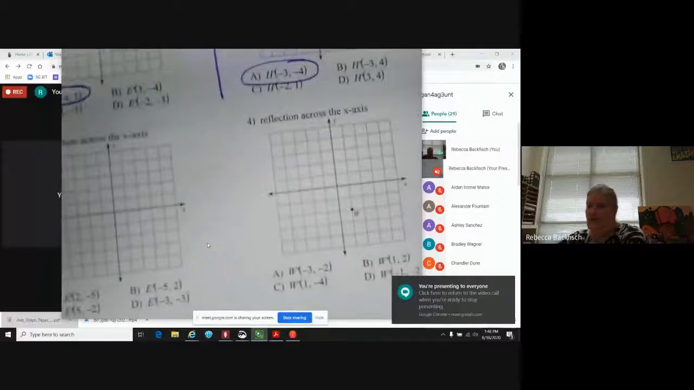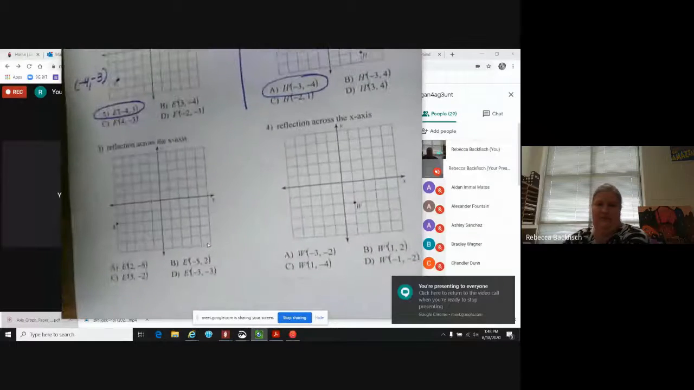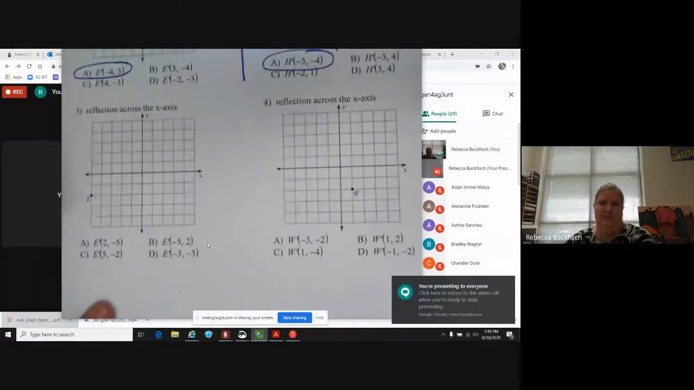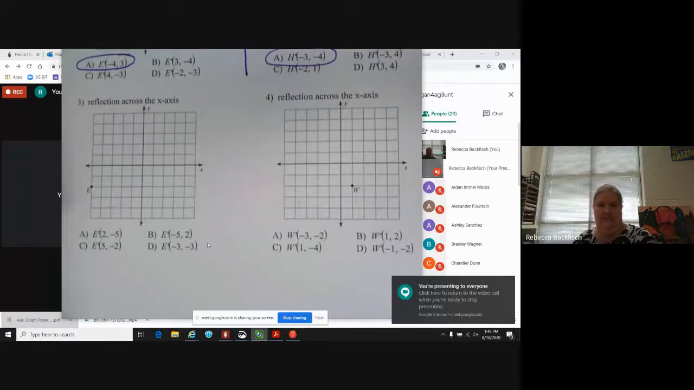I want to make it so you could see both of these. Go ahead and try 3 and 4, and then we're going to skip to some that are different lines.